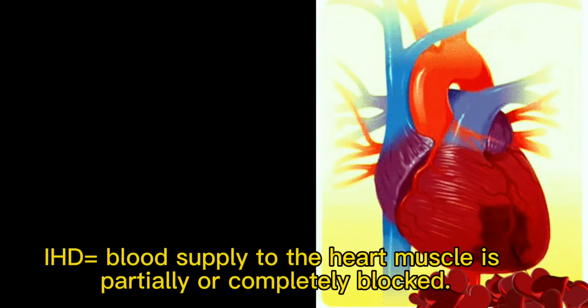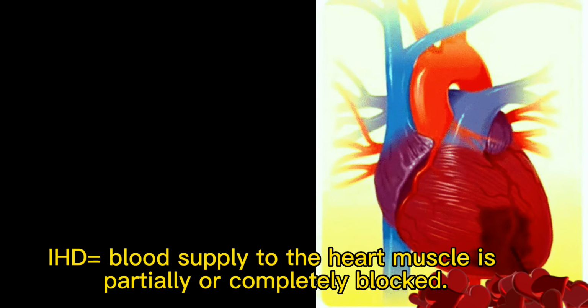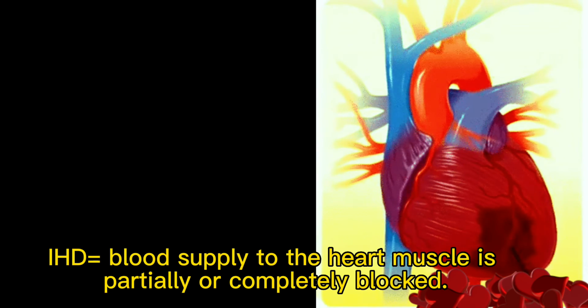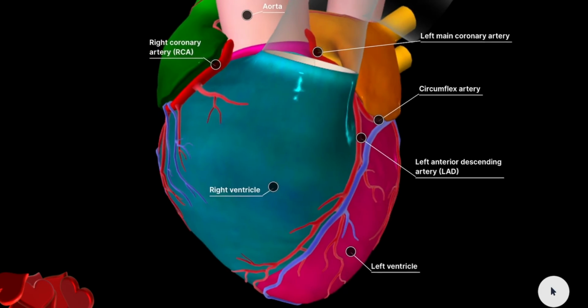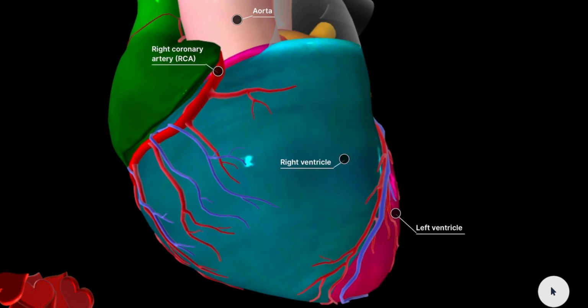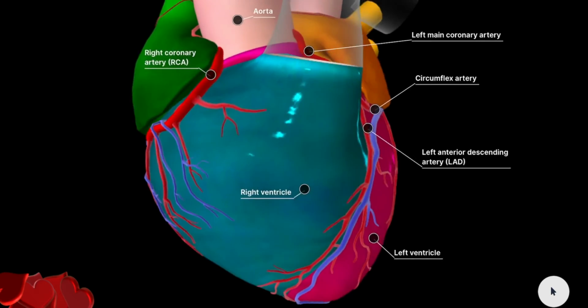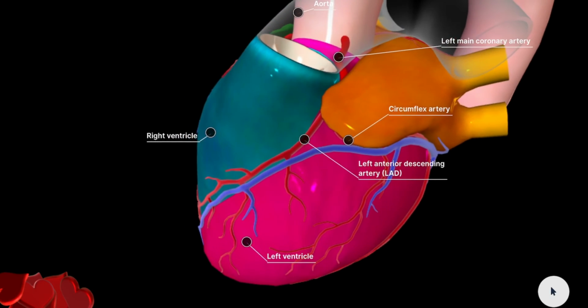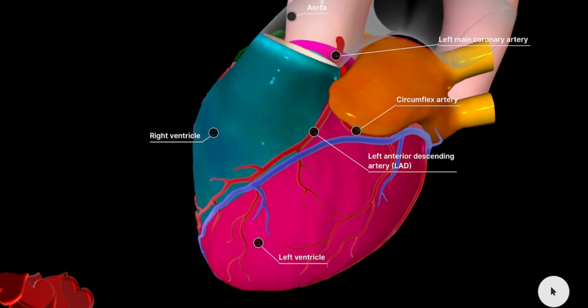Ischemic heart disease is a disease in which the blood supply to the heart muscle is partially or completely blocked. The heart muscle needs a constant supply of oxygen-rich blood. This blood is delivered by the coronary arteries, which branch off from the aorta just after it leaves the heart. Coronary artery disease, in which one or more of these arteries narrow, can interfere with blood flow, causing chest pain.